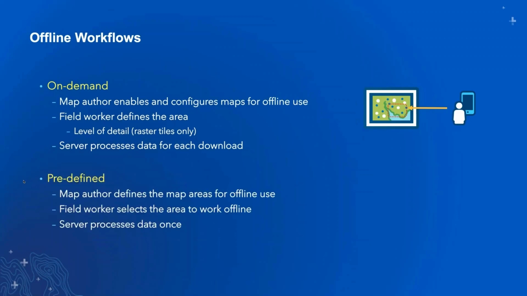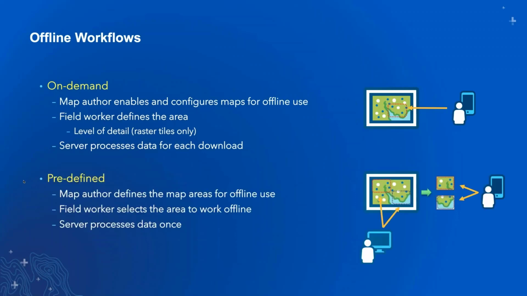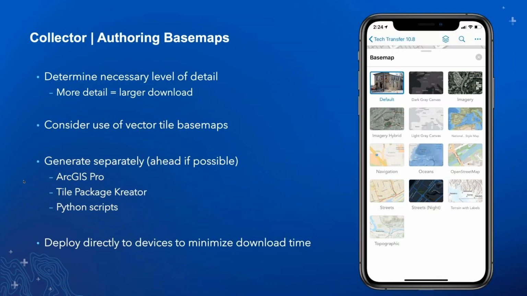But there's now a new way to do that too, and it's called predefined map areas. So again, thinking about where we are, we're thinking about the preparation side. This is a really important area where you can really simplify people's work. And that's by defining that as part of the web map so that the user just selects the area to work offline, which simplifies the amount of decisions that they need to make. We'll get into a little bit more detail here in a minute.